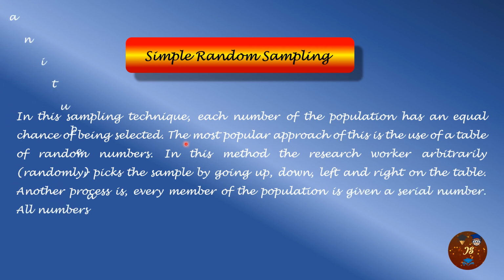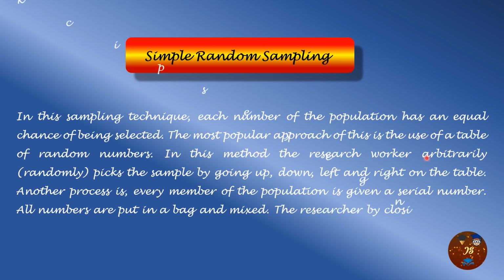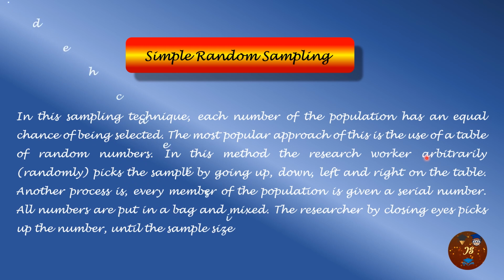Generally, what is usually done, there is a big table with random numbers and the research worker arbitrarily or randomly picks up the sample by going up and down, right and left of that particular table with the numbers.